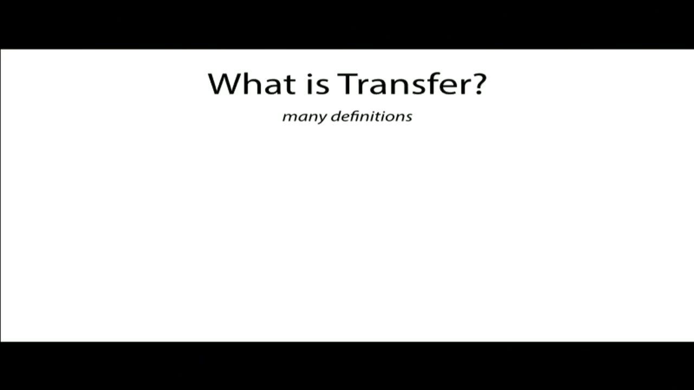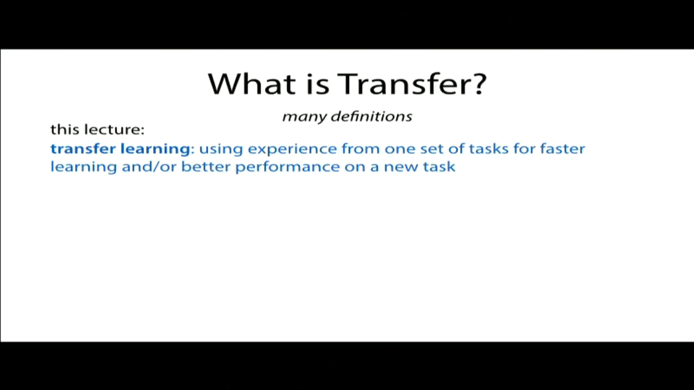Transfer learning is something that's had many definitions in the literature. It's a very broad term. I was actually even hesitant to use it in this lecture, but I think that it's effective for getting across this type of learning and the types of things that we want to see. So for the sake of this lecture, the way that we're going to define transfer learning is as using experience from one set of tasks for faster learning or better performance in a new task that we haven't seen before.